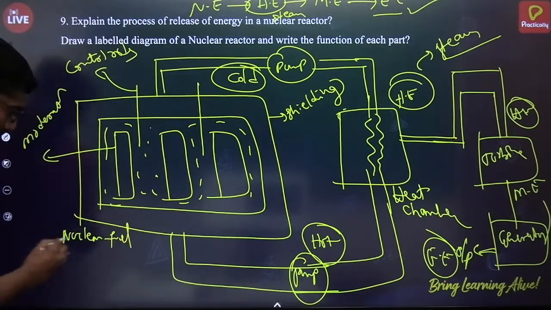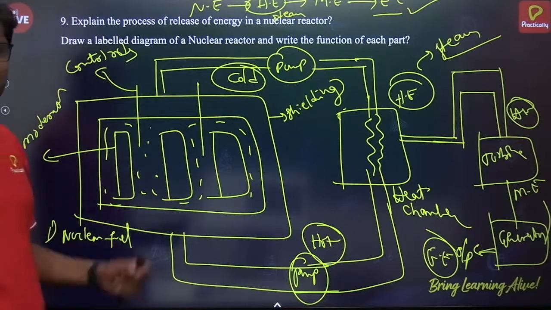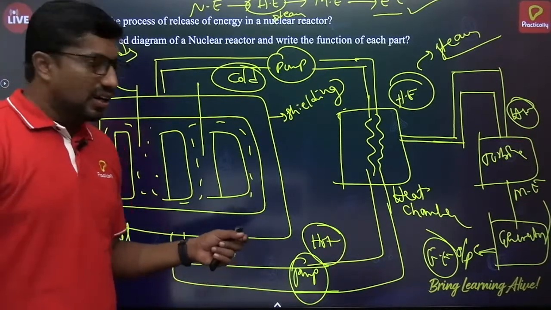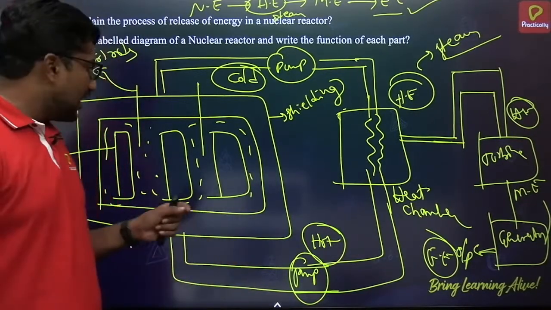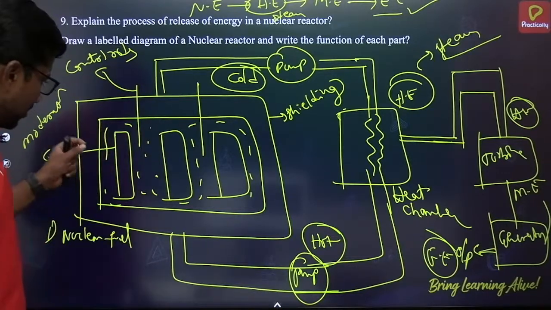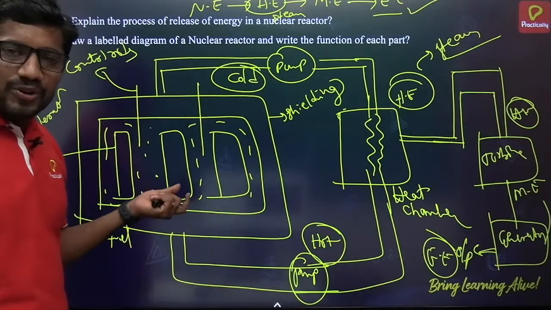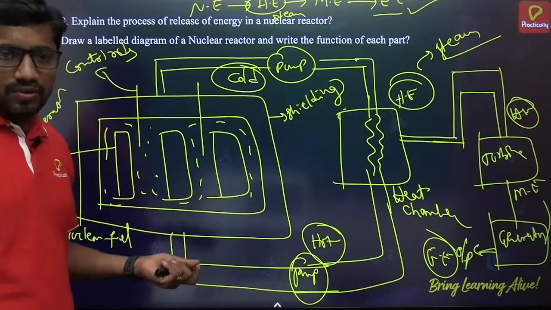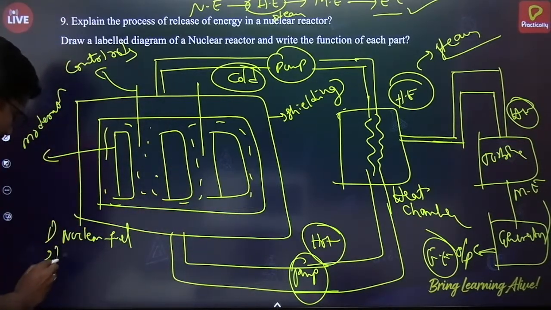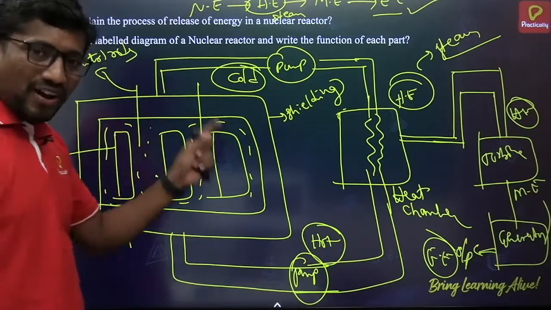So the nuclear fuel which we are going to use in this reactor is enriched uranium. It's a highly radioactive element, and it will be bombarded with the help of a neutron, and the energy will be released. That is very high energy, and that is a very fast reaction.